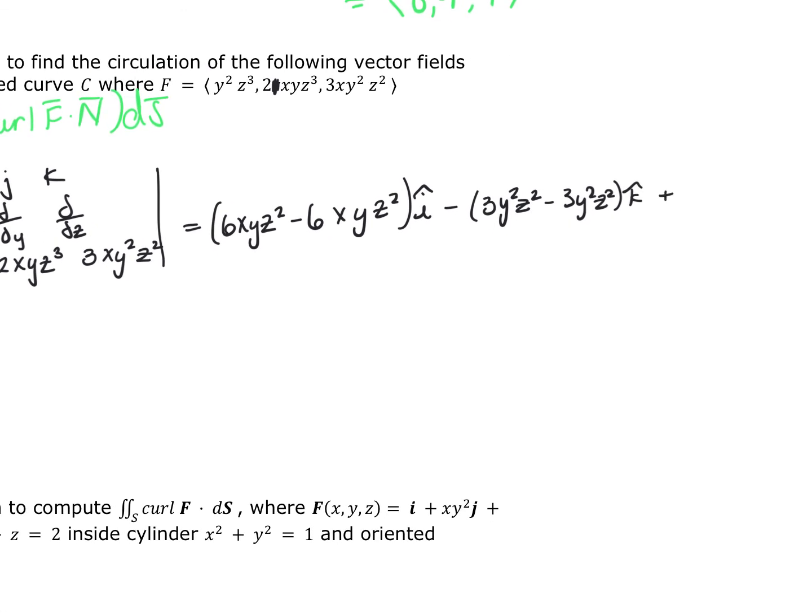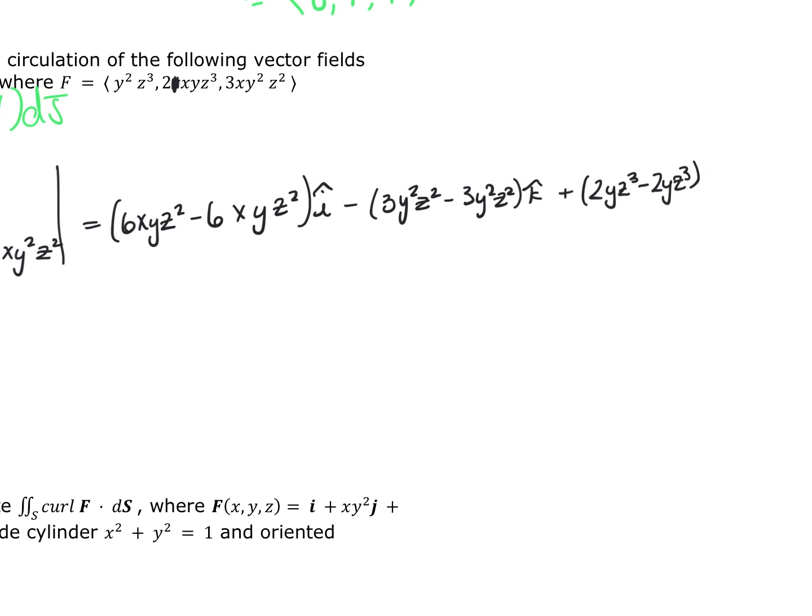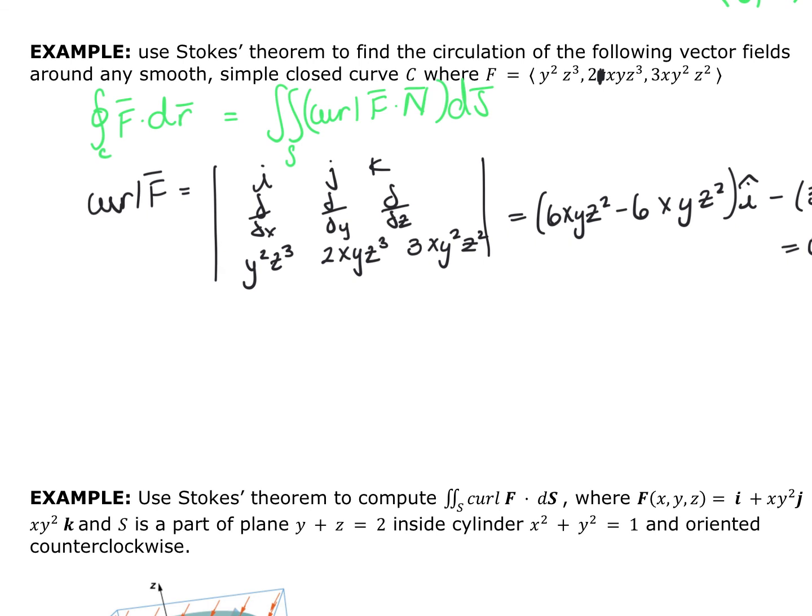And then plus 2yz cubed minus 2yz cubed, that was in the j direction, and this is in the k direction. Well, look at that, it gives me 0. That tells me that this is going to be 0, because 0 times anything is 0. So that's it for that one.